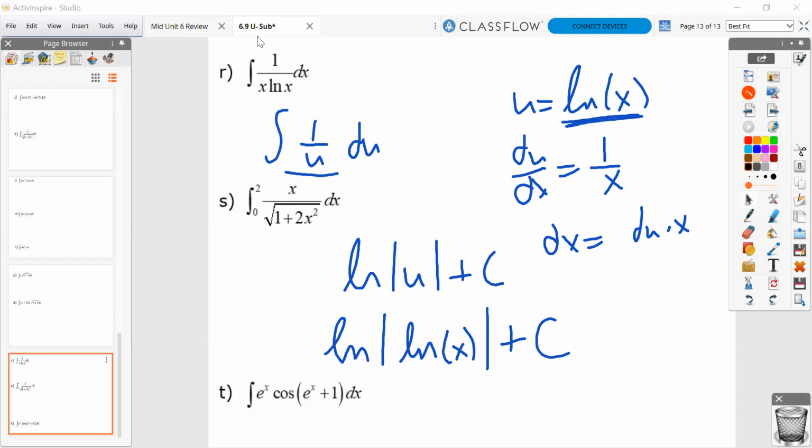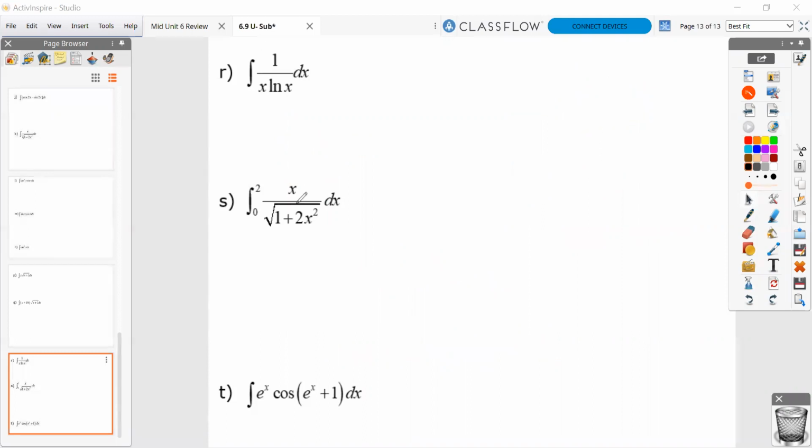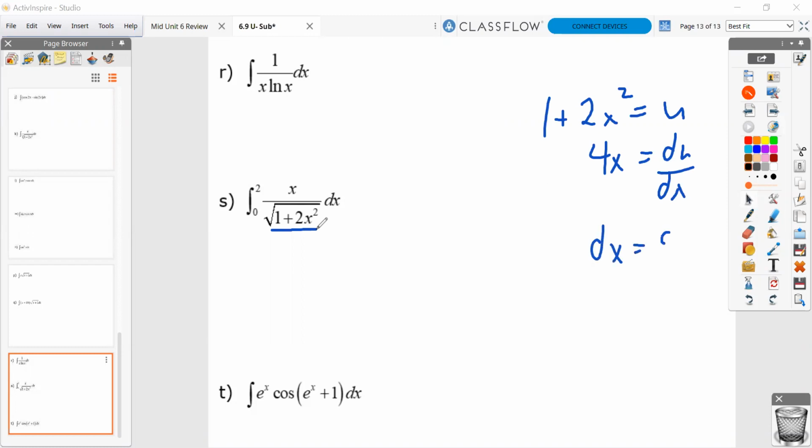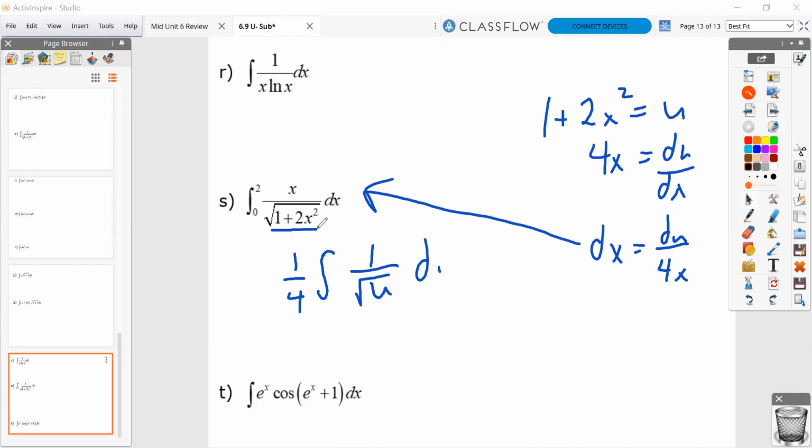All right, with S, we actually are just going to do our u sub. We're going to say 1 plus 2x squared is equal to u, so du over dx is equal to 4x. And that means dx is equal to du over 4x. So we're going to plug all that back in. This now becomes a 1/4 on the outside of the integral, and then 1 over square root of u du.